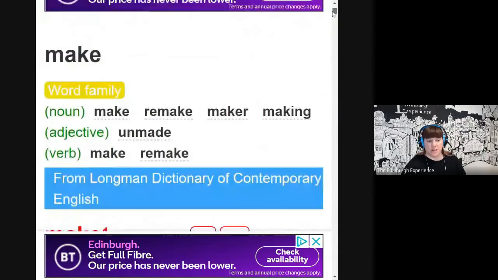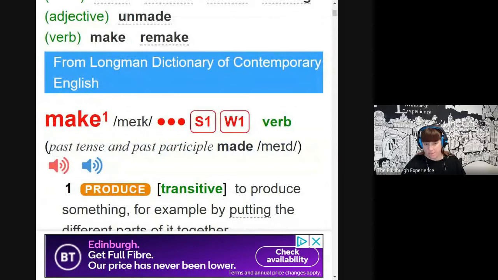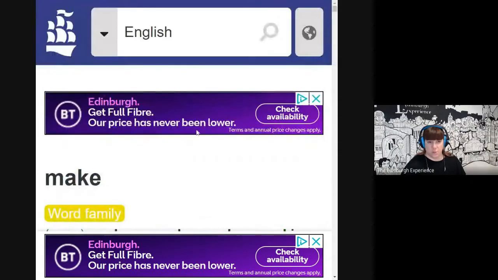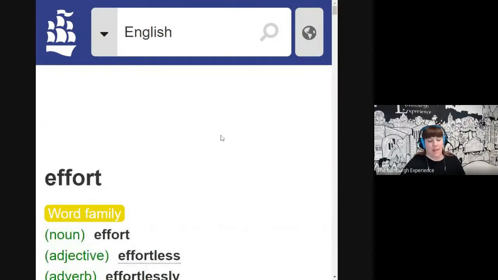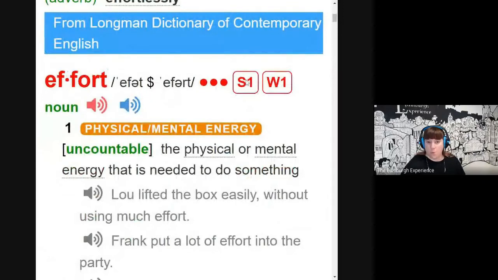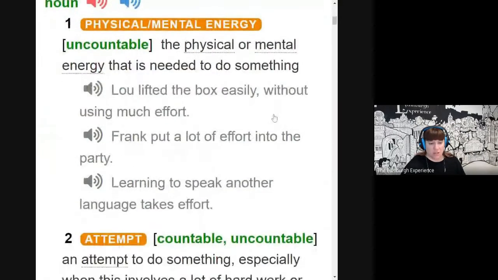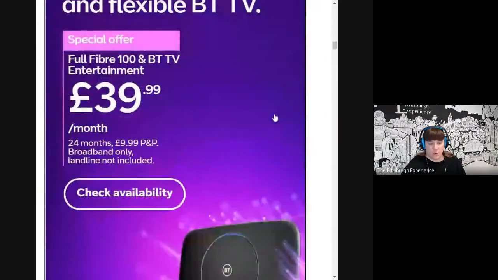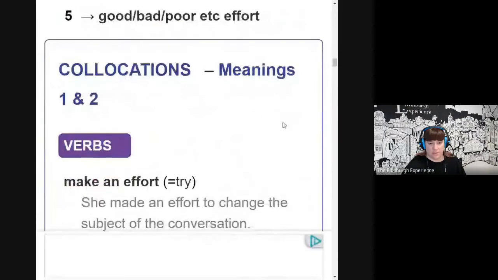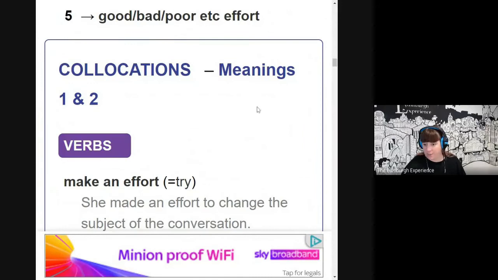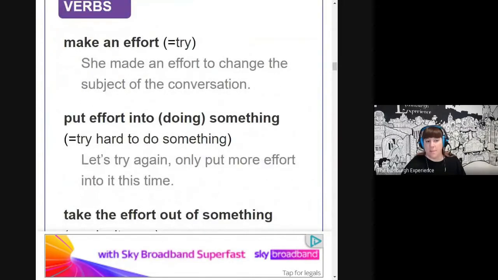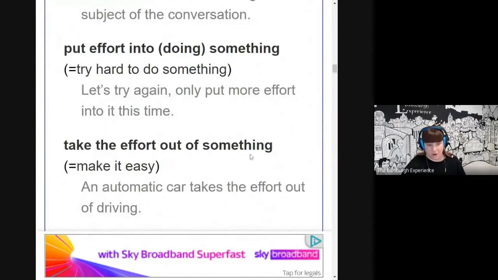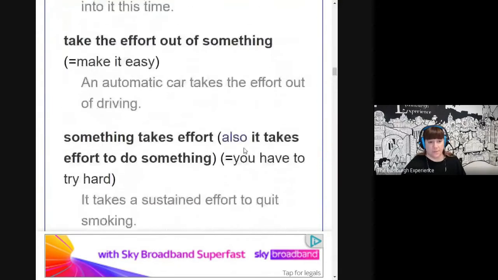And one of the issues with that is because of the frequency of the word make. We use it so often that there are so many different ways that we apply it. Now, if we look at effort, that's going to be quite different. It is a common word too, but it's not used as much as we use make. And this is where you can go down and you'll find those collocations, okay, which are going to help you. So here we have make an effort, put effort into something, take the effort out of something, lots of examples, yeah?